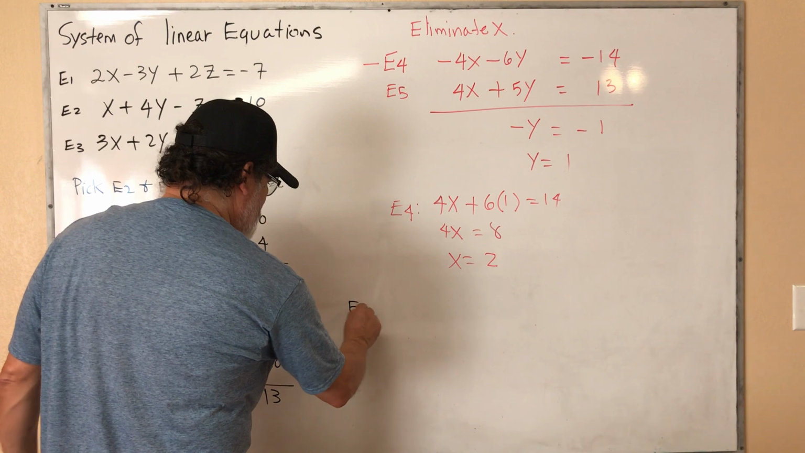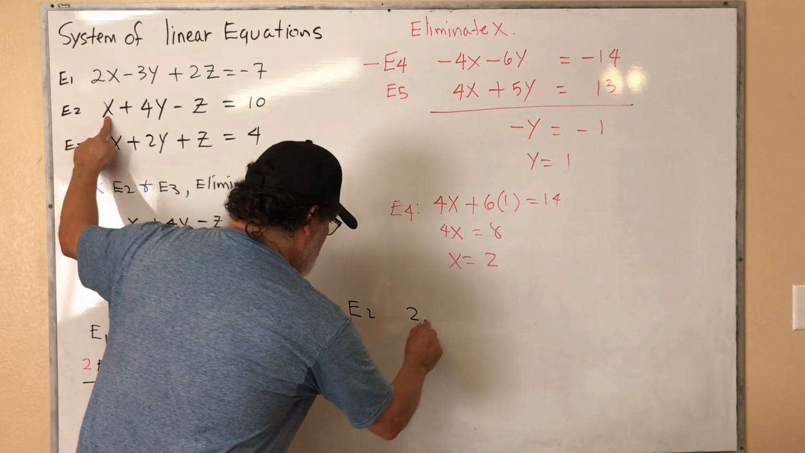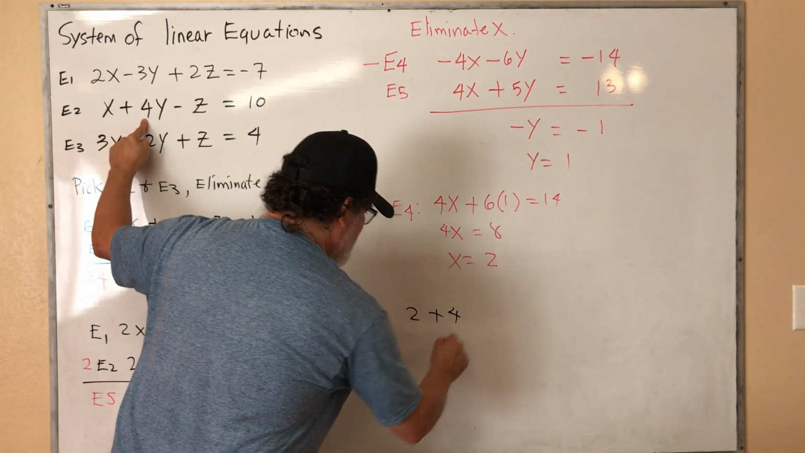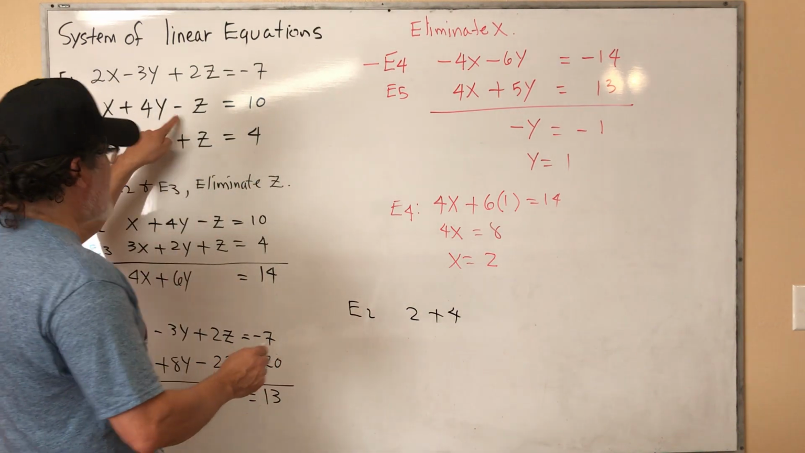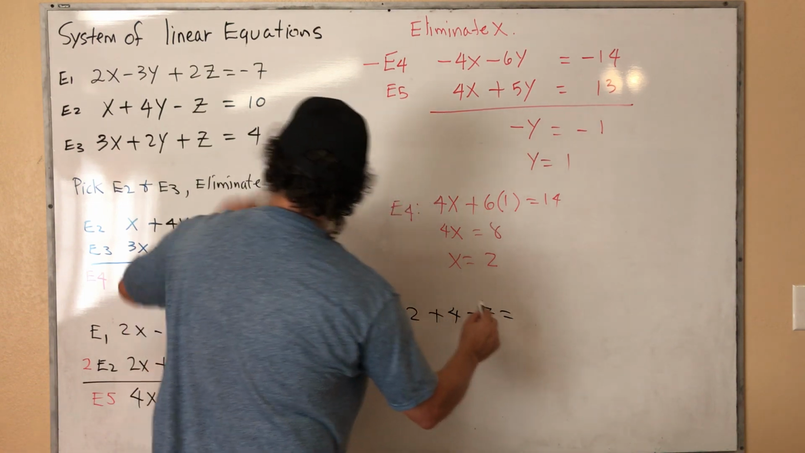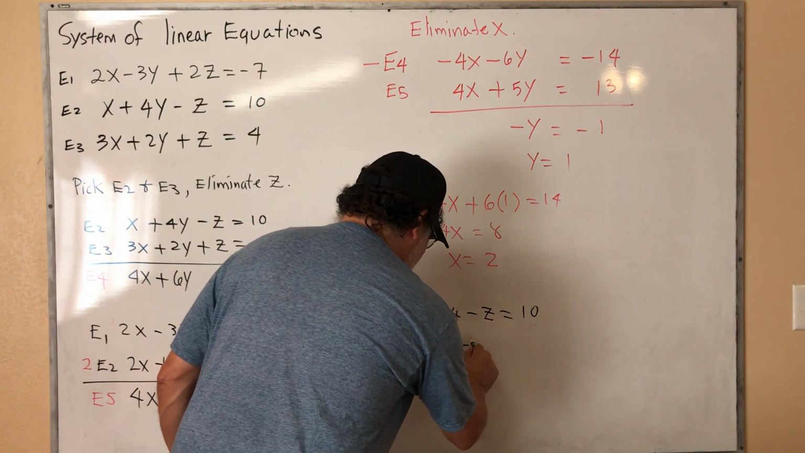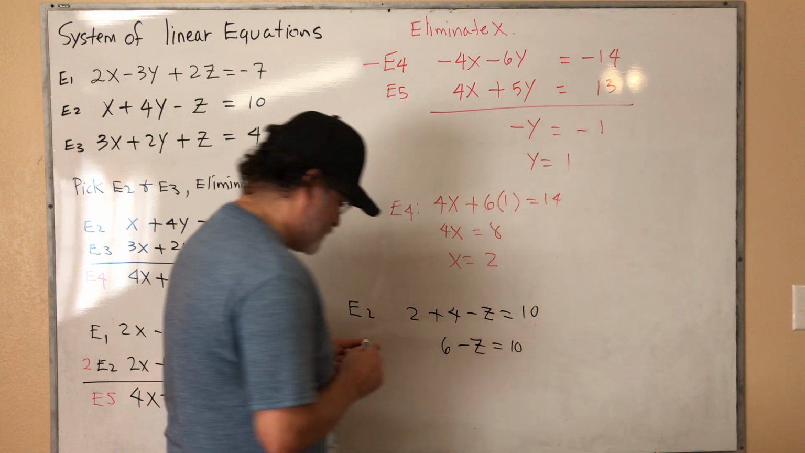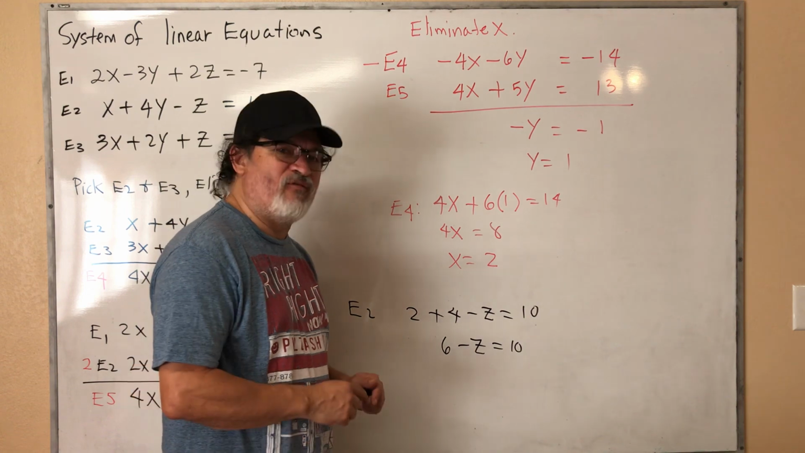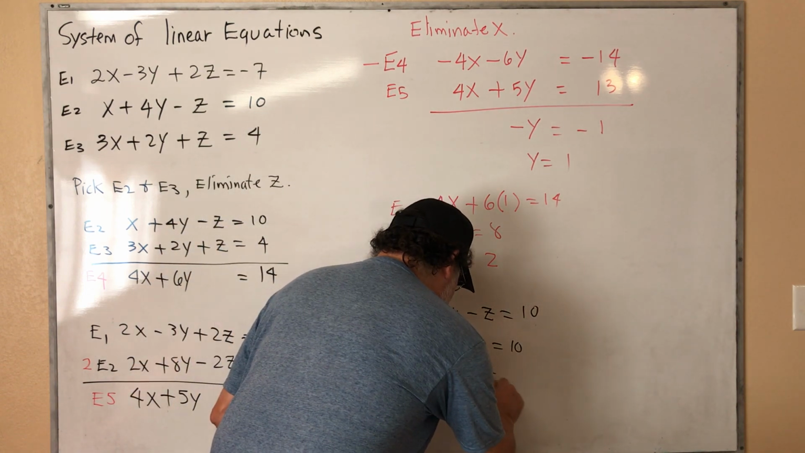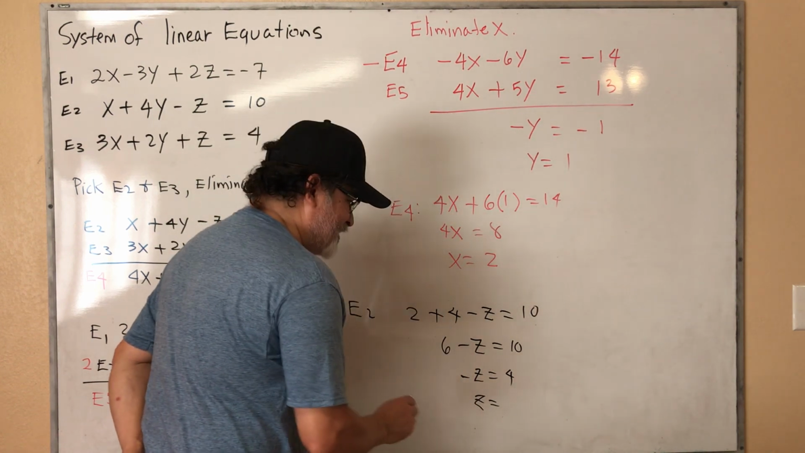So equation 2 says this, x. X is 2, look. Plug in 2 there. Plus 4 times y. 4 times 1. Y is 1. What's 4 times 1? 4. Minus z equals 10. Equation 2. What's 2 plus 4? 6. 6 minus z equals 10. Solve for z. Subtract 6. What's 10 minus 6? 4. So minus z equals 4. So that z equals what? Negative 4.